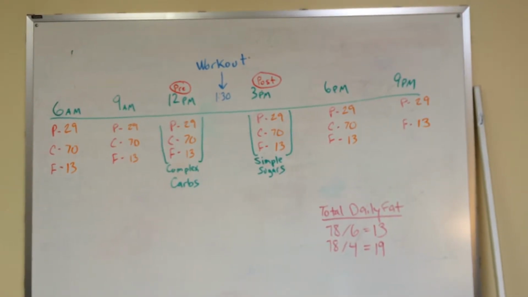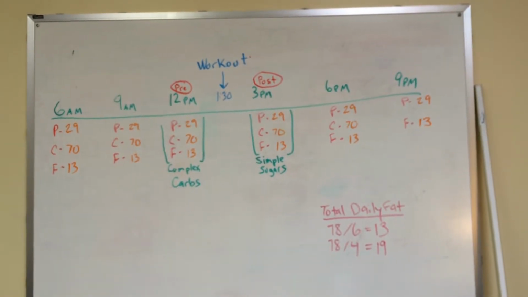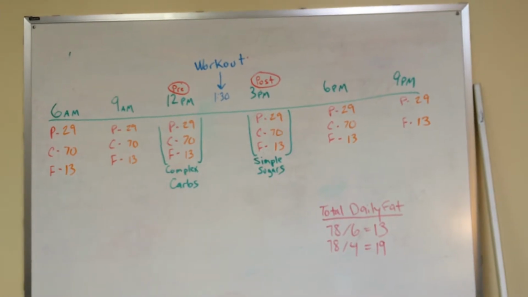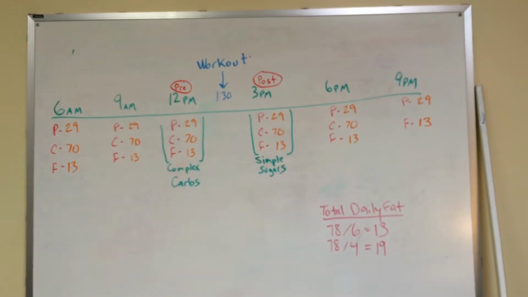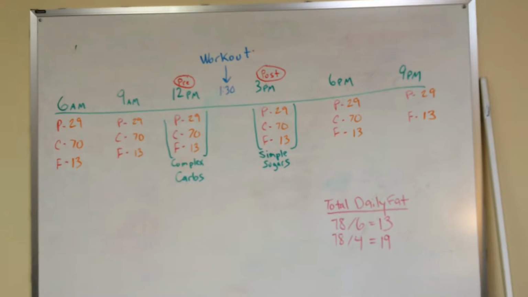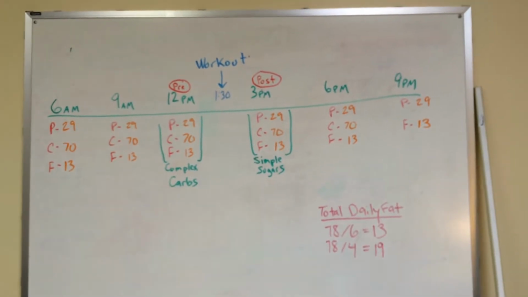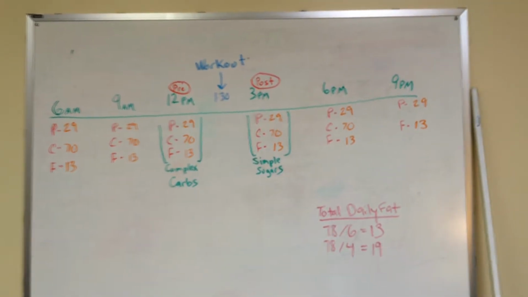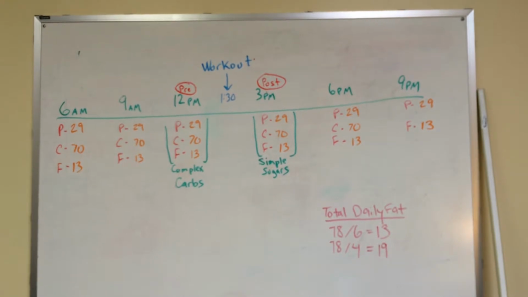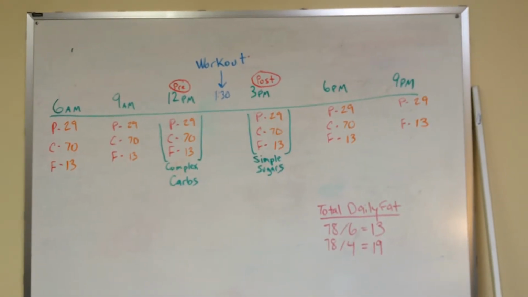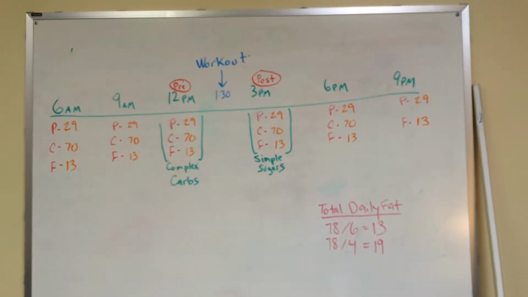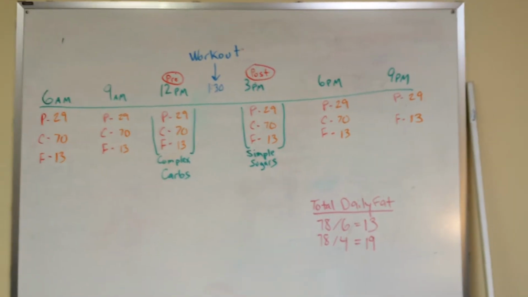So far we have learned how to calculate our daily calories. We've learned what to do with those daily calories. We've learned a little bit about the macronutrients, the proteins, the carbs, the fats. We've learned how to actually use the macronutrients as opposed to calories. For some people that will be easier.